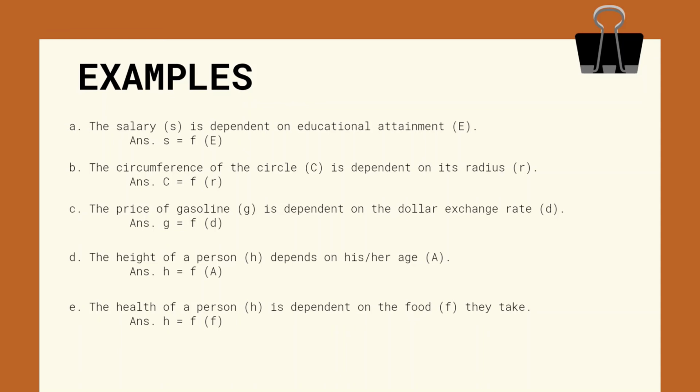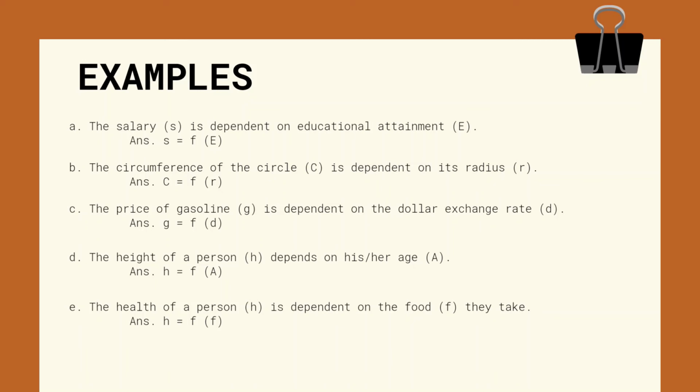The second example is the circumference of a circle C is dependent on its radius r. The independent variable of this statement is C, while the dependent variable is r. Therefore, the answer is C is equal to f of r. The third example is the price of gasoline G is dependent on the dollar exchange rate D. The independent variable is G, while the dependent variable is D. Therefore, the answer will be G is equal to f of D.